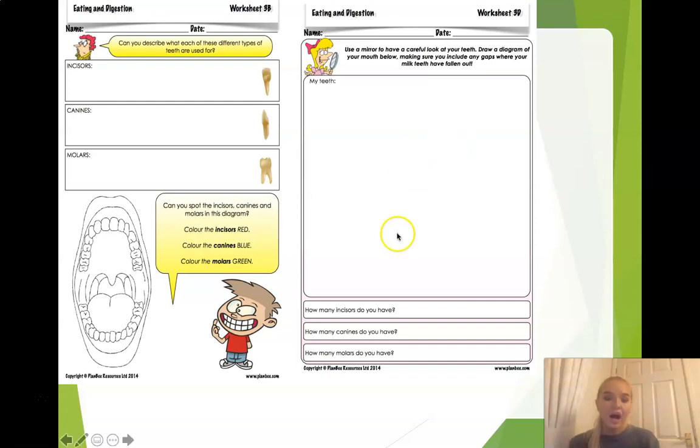And then I want you to have a go at counting. How many incisors do you have? Do you have all 8 of them? How many canines do you have? Do you have all 4 of them? And how many molars do you have? And if you're feeling super duper, can you spot which ones are molars and which ones are premolars? Maybe even for this one, you might want to make a different section for your premolars too. Okay, that is your task for today.